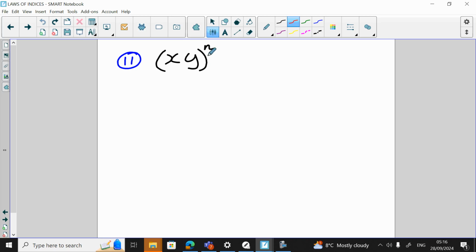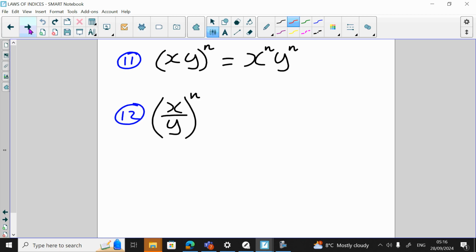Okay, there's two things multiplying here. x times y, all to the power n. If that's the case, it's the same as x to the power n times y to the power n. Next, it's the same as x divided by y. The power is going to affect both once it gets out of the bracket. So it's x to the n over y to the n.